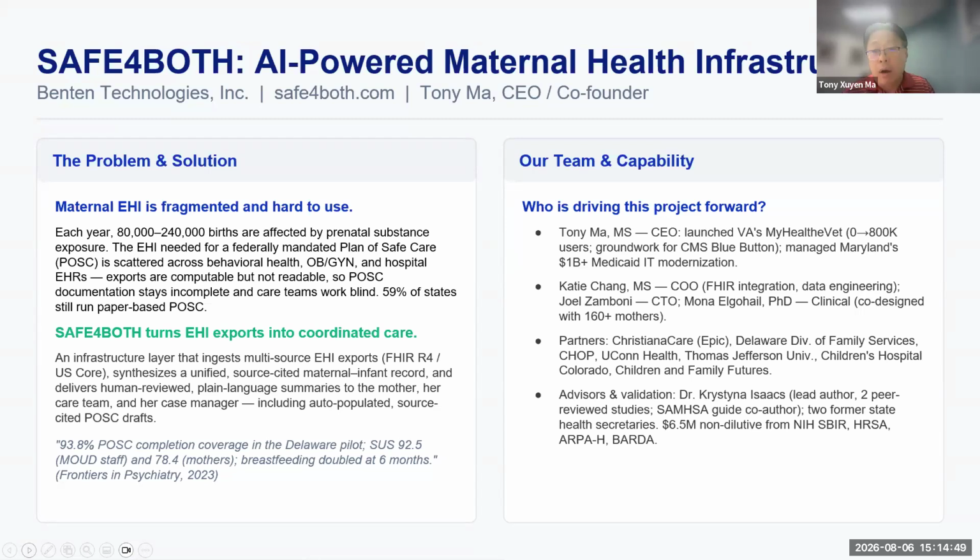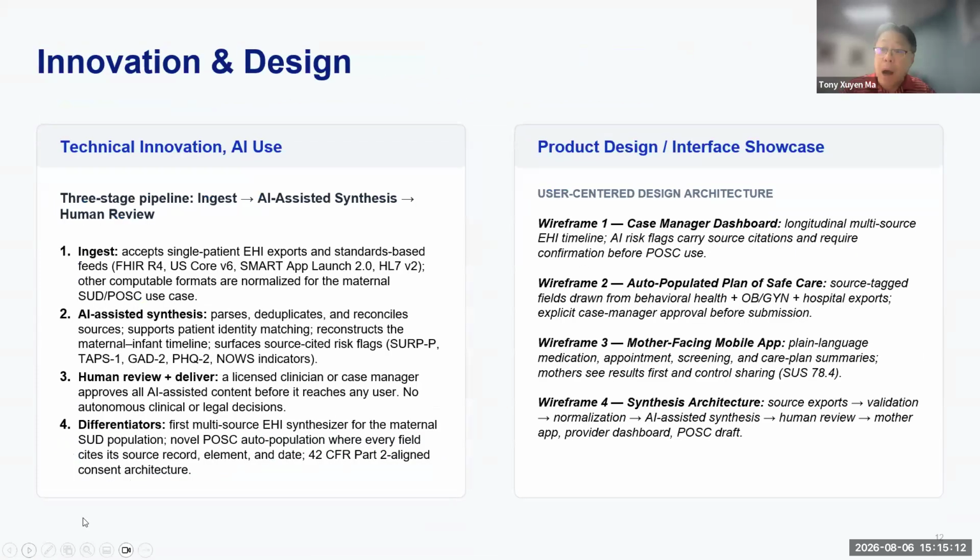The critical part is a licensed clinician or case manager approves everything before it reaches the users. There's no autonomous clinical or legal decisions ever, so that's really key. The case manager dashboard shows the full multi-source timeline from various components. The plan of safe care is auto-populated and auto-updated with information that the mom agrees to share based on our experience around the My Healthy Vet.